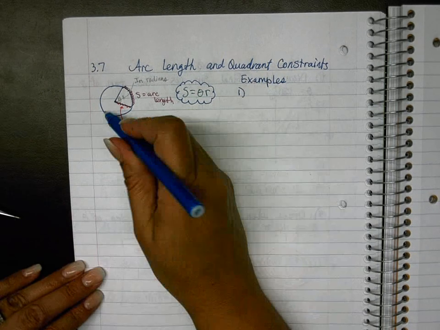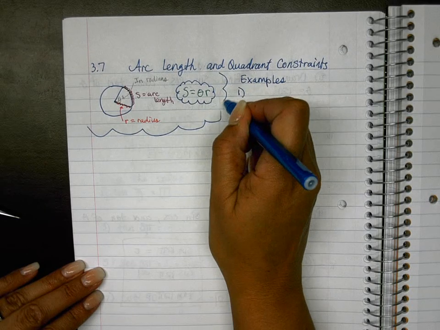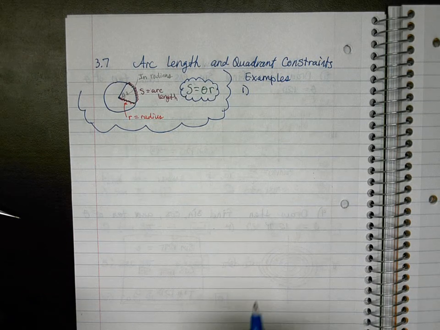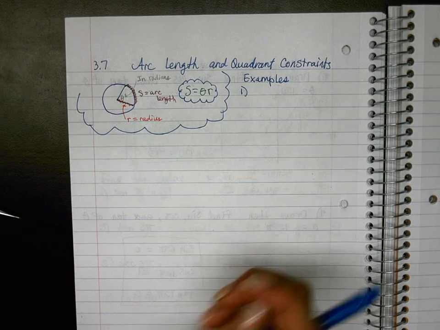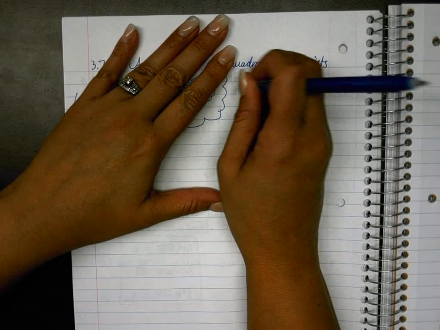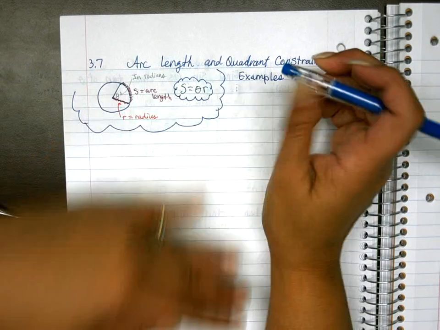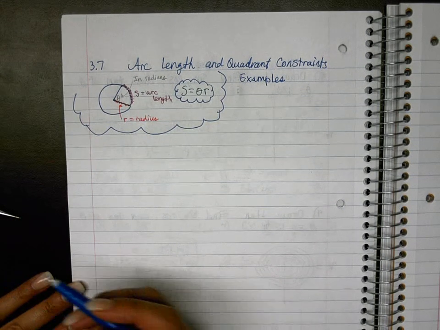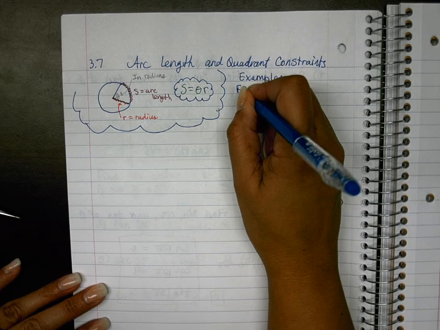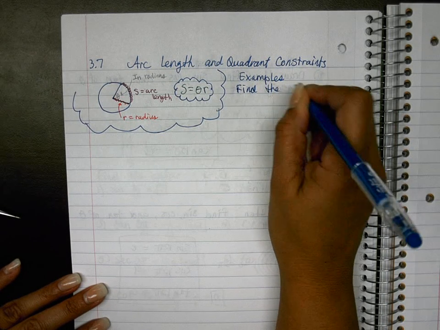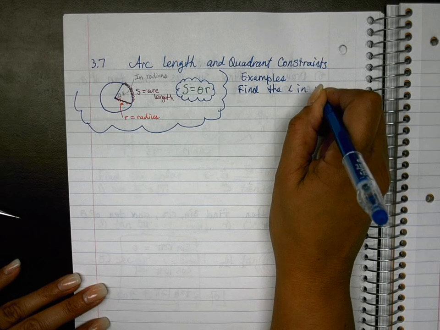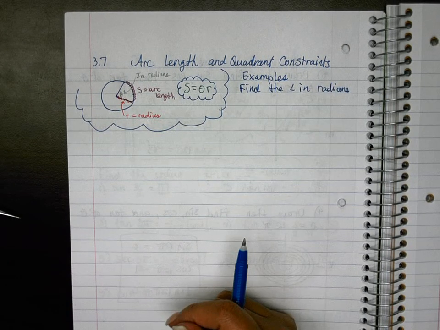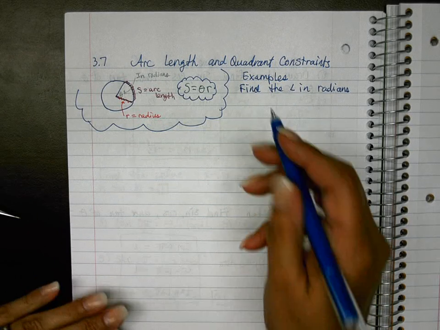Number 1. So this is what we're working with here: our picture, formula, and everything. Before I give you number 1, what we're going to be doing for 1 and 2 is find the angle in radians. Which makes sense because the angle should always be in radians.